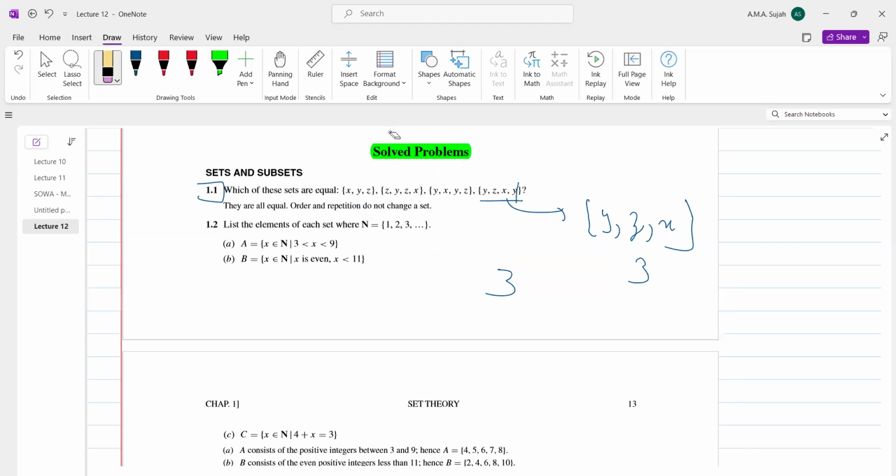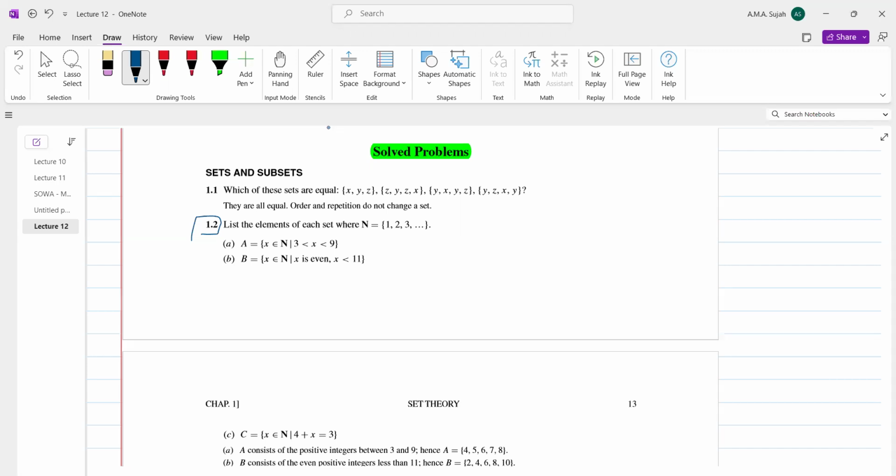Did you understand the question? The basic theory says we cannot duplicate elements in sets, so you need to remove the duplicated elements. Then you can check the number of elements and whether all the elements are equal or not. If the elements are the same and the number of elements is the same, we can say they are equal sets. Now just look at the second one.